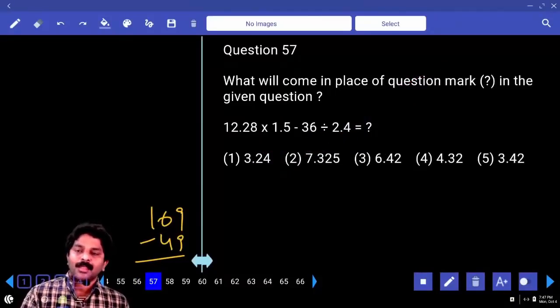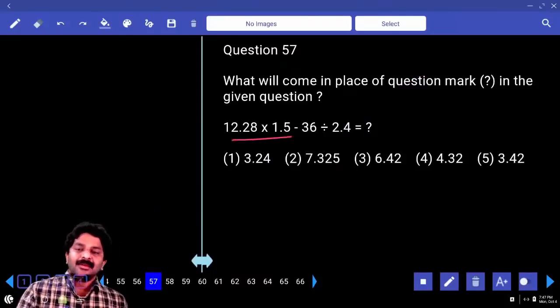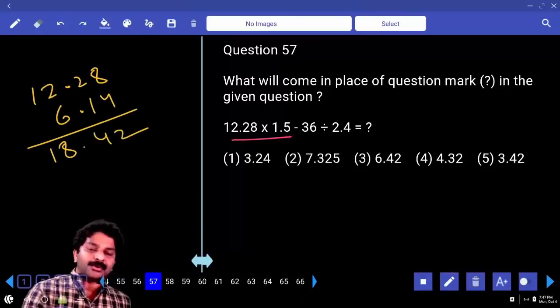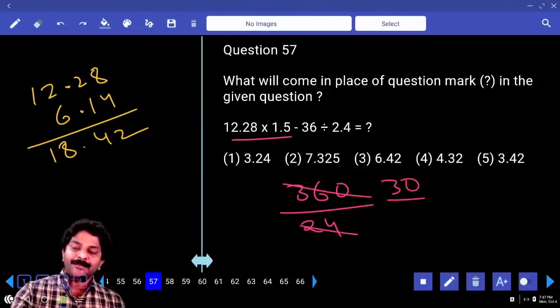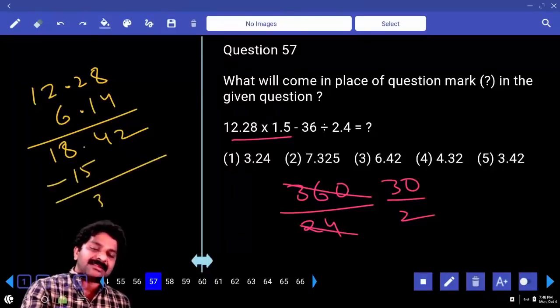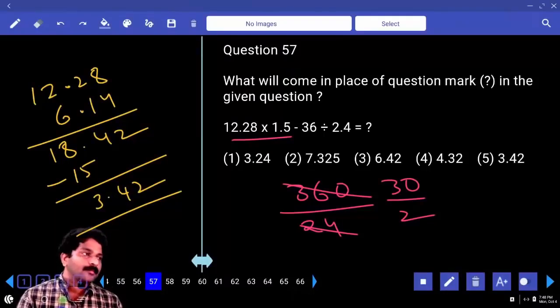Next, 1.5 times in the sense 1 time plus half only. What is 1 time? 12.28. Half, 6.14. Total 18.42. Minus 36 by 2.4. I'll write 2.4 as 24 by 10. Is that okay? Cancellation with 12. 30 times 12. 2 times 30 by 2. So negative number 15. That means answer must end with 3.42. Answer 3.42, fifth option. Over.